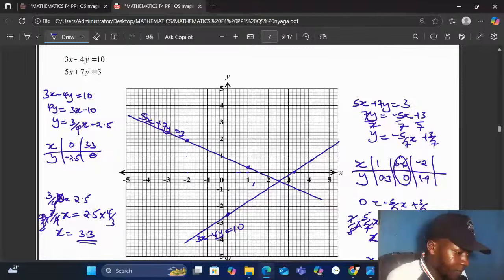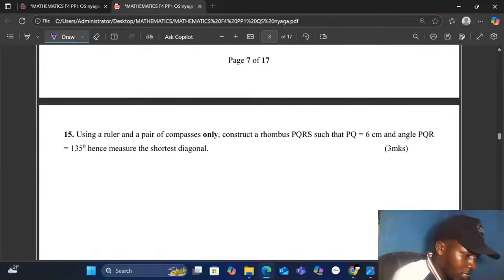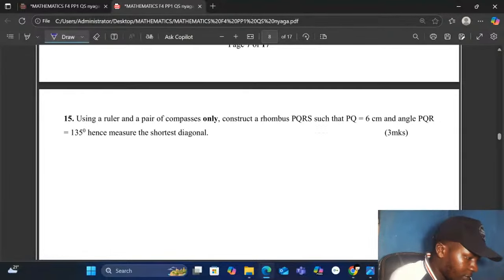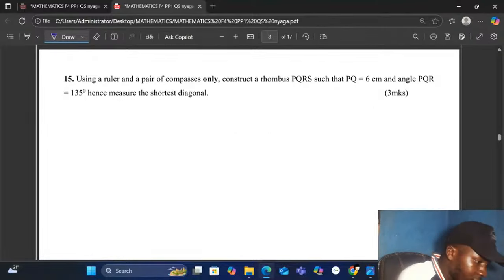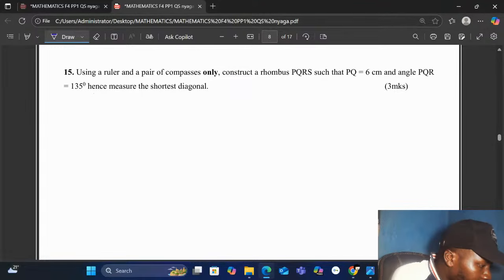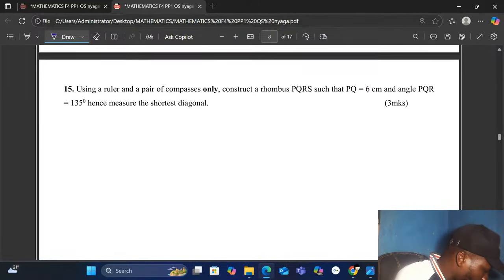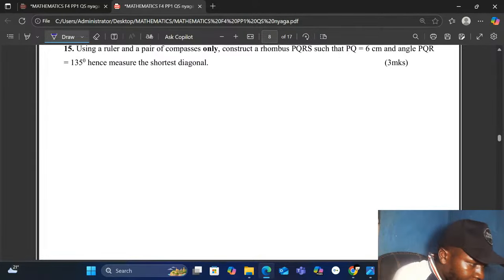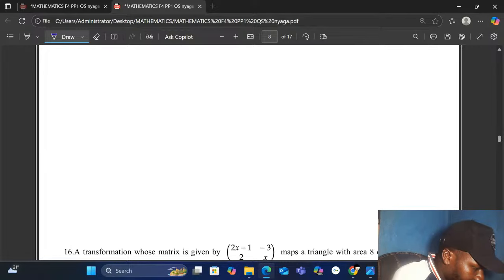Then we move to the next question. The next question is on construction. We shall skip that one for now because of the instruments that we can't construct on our screen, but we shall arrange for that very soon.